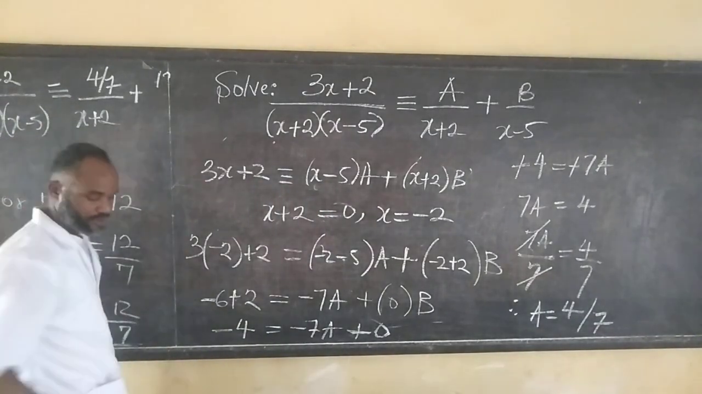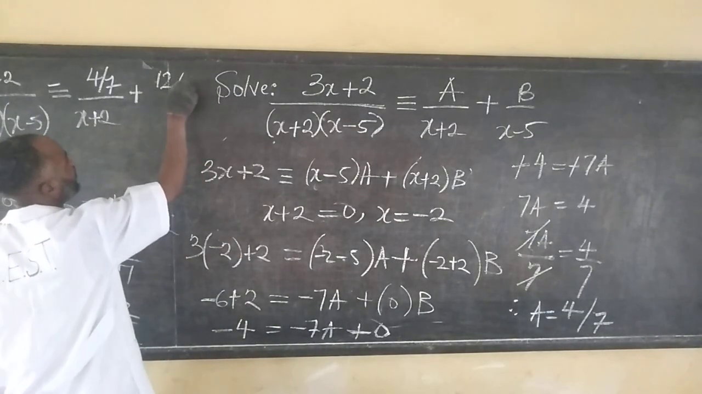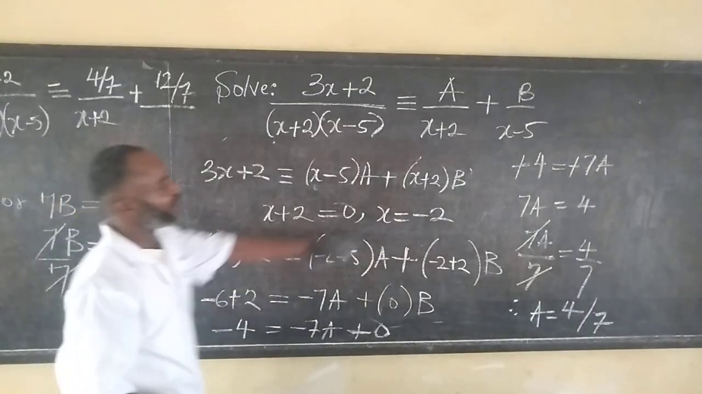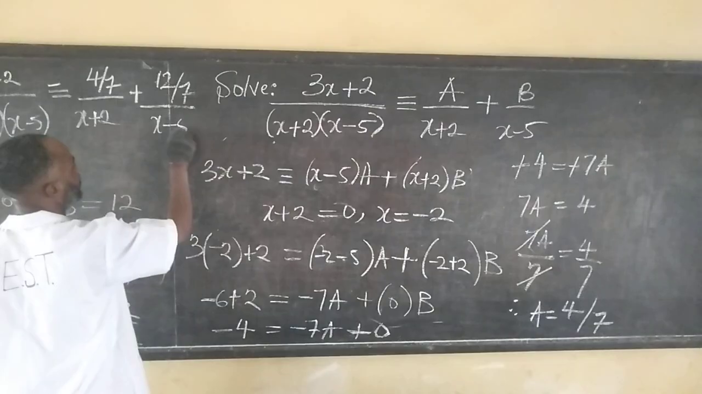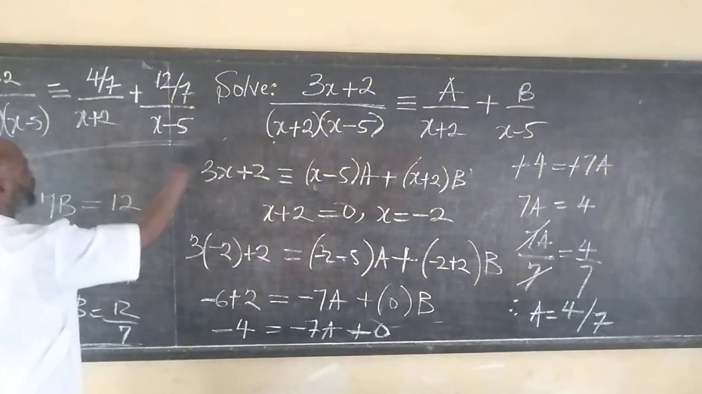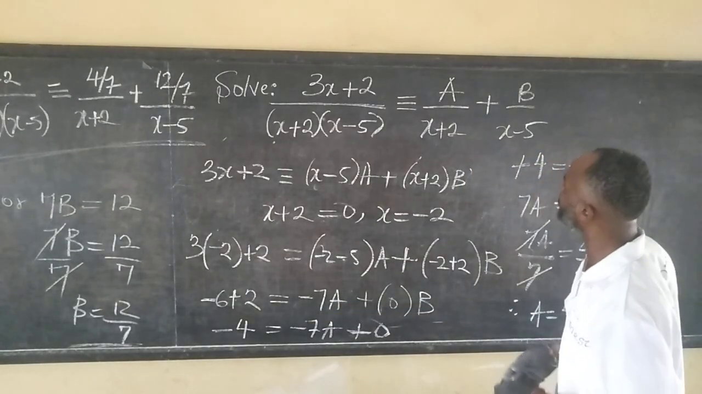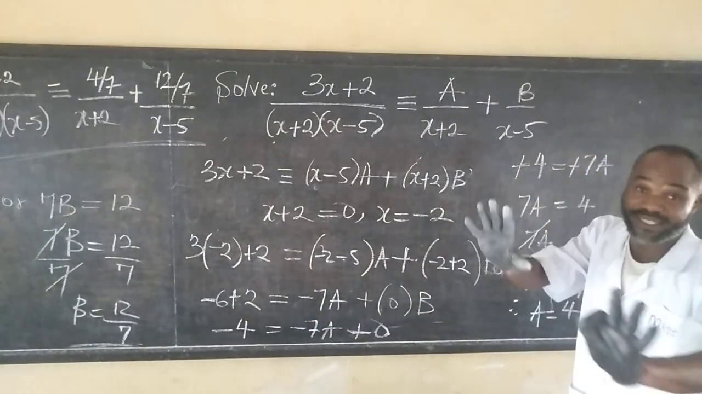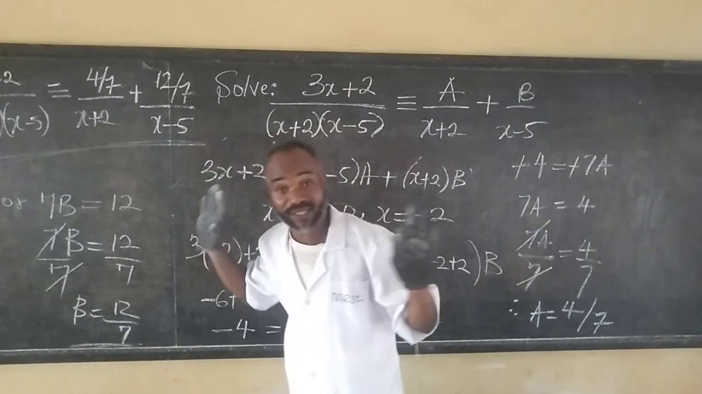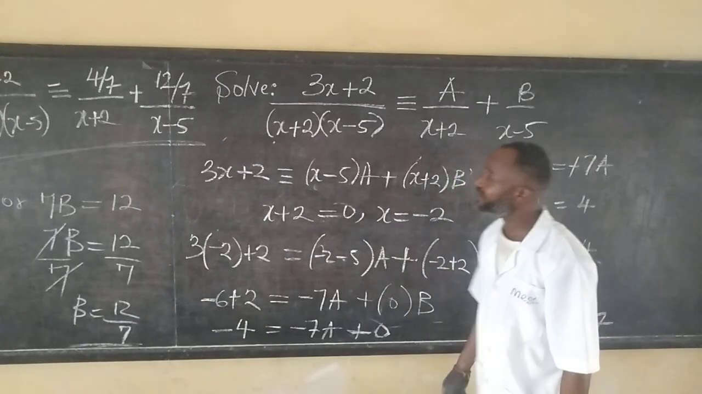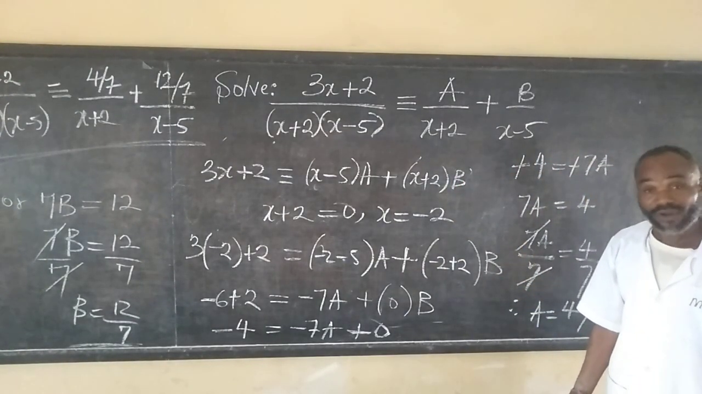And we have 12 over 7 all over x minus 5. Solved. It's been solved. That is it. So we have been able to find the values of A and B to be 4 over 7 and 12 over 7 respectively. That's how to solve problems like this.